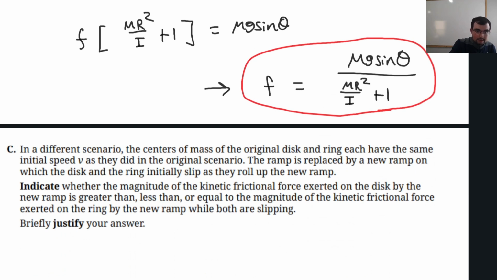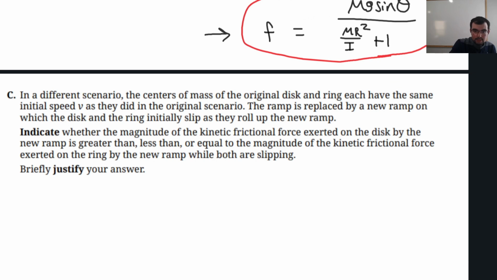All right, in a different scenario, the disc and the ring slip. So we're asking what's the force comparison if they slip against the ramp? Well, if they're slipping, it's not static friction, but kinetic. So the kinetic friction force is equal to mu k times normal force.